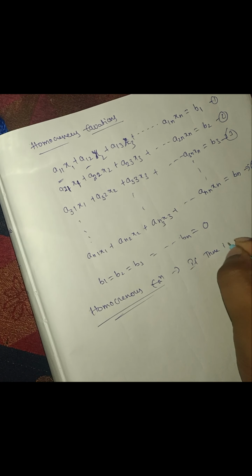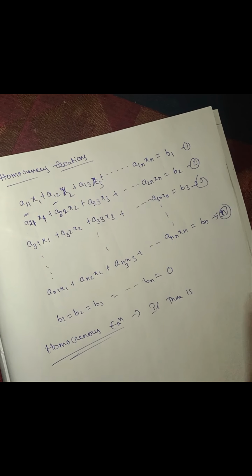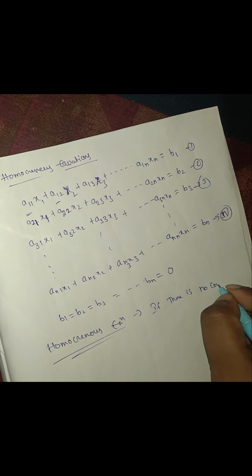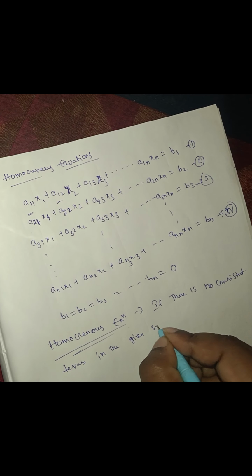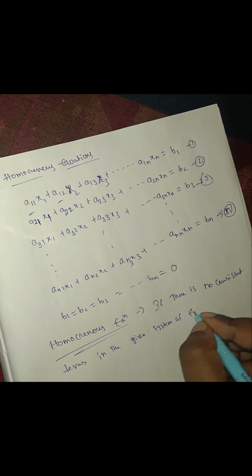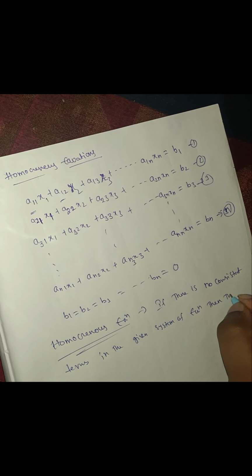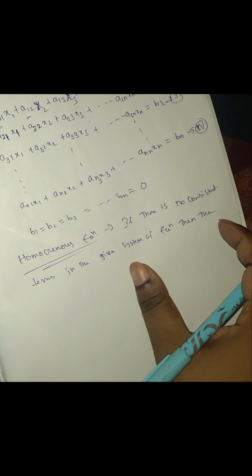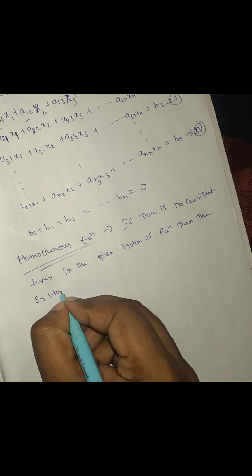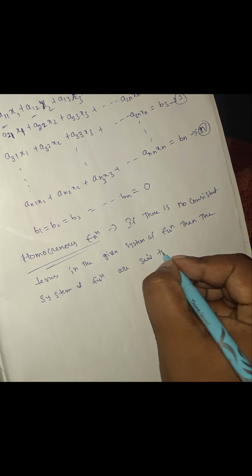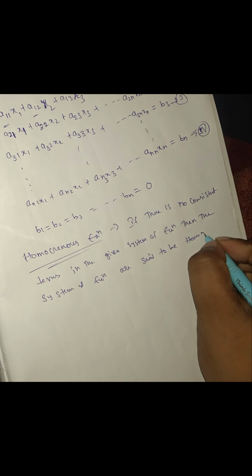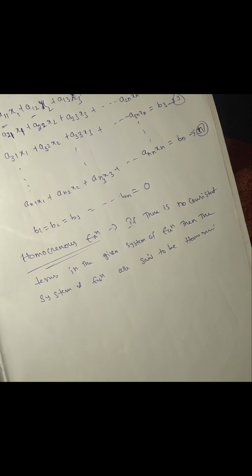If there are no constant terms in the given system of equations, then the system of equations is said to be homogeneous. I'll tell you a few examples.